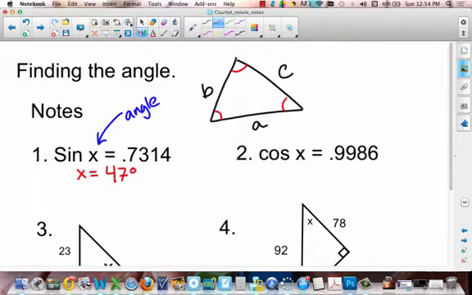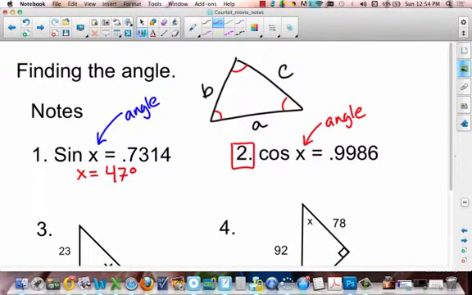Okay. There's another way to do this, and this is the way that we're going to probably do it most often. And this is actually using the calculator to solve this. So, for instance, on this number 2, it says the cosine of x is 0.9986. So remember, this must be an angle.